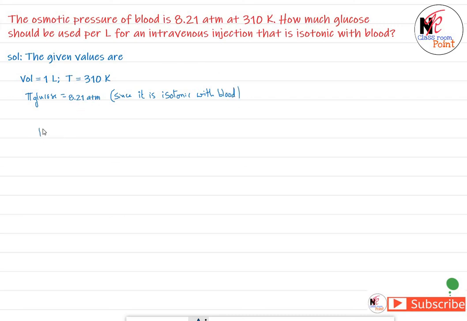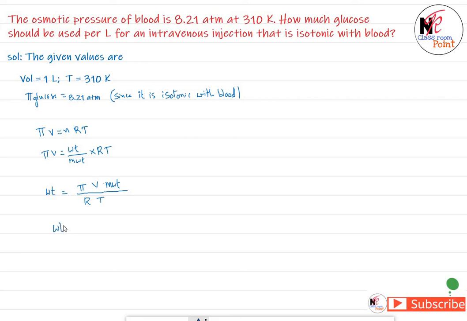According to the osmotic pressure formula, we know that pi V equals nRT, and n means weight by molecular weight. So pi V equals weight of solute divided by molecular weight of solute, into R into T. Which one do we have to calculate? Here, the mass of the glucose is to be calculated. So the weight of the glucose is equal to pi, the osmotic pressure of the glucose, into volume of the glucose, into molecular weight of the glucose, divided by R into T.